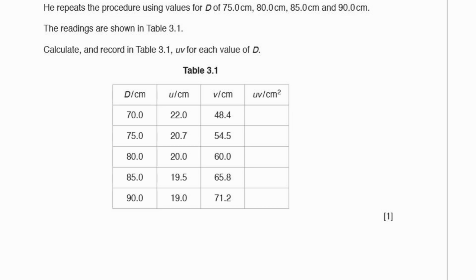Calculate and record in table 3.1 u times v. So you're just taking the values in the 2 sections. Here we go. So you take the values here and you're going to multiply them by the values here. So 22 times 48.4 is going to give you 1065. There we go.